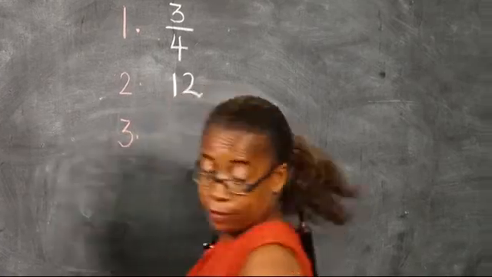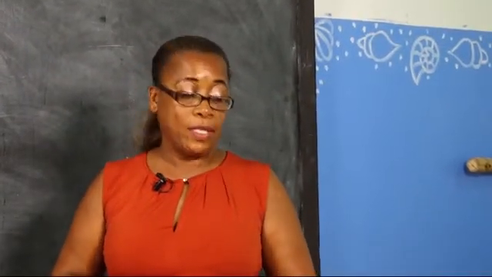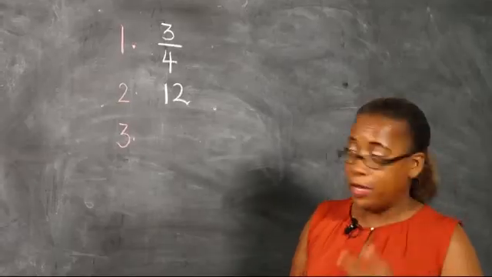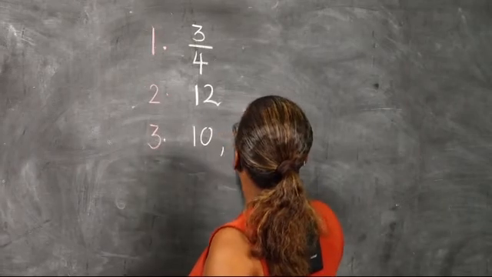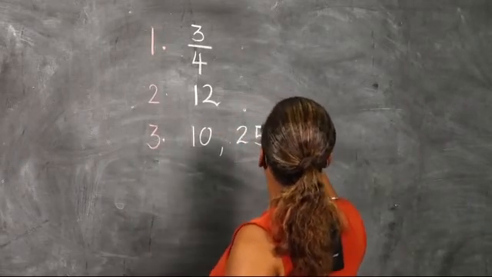Number 3, which numbers in the list are multiples of 5? 32, 10, 25, 18, 52, and 60. The answer is 10, 25, and 60.